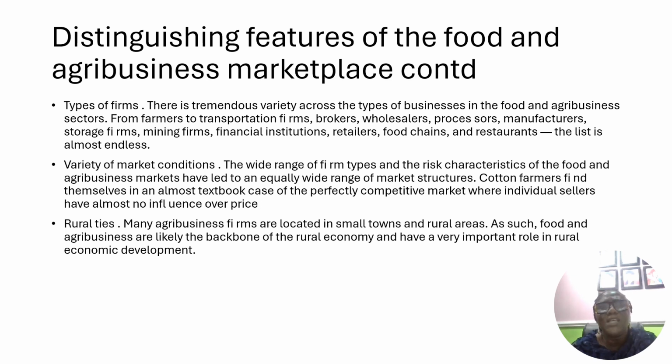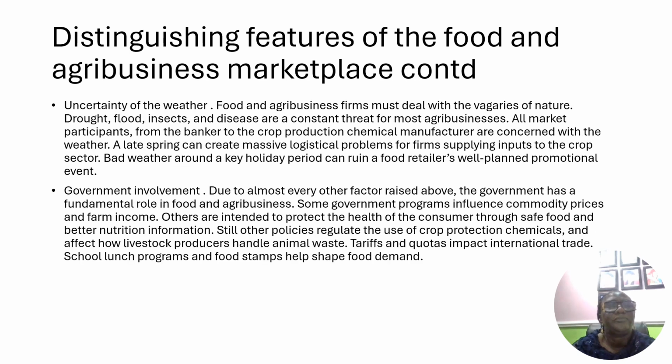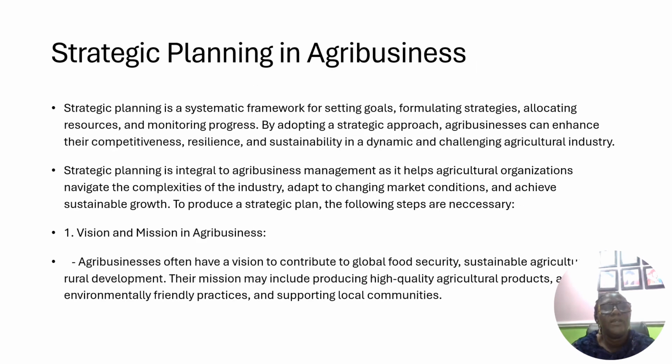There are also tremendous varieties of firms in the agribusiness food system, from farmers to transportation firms to brokers to wholesalers, processors, manufacturers, storage firms, mining firms, financial institutions, retail, and restaurants. The list is almost endless. Variety of market conditions. The wide range and types of firms also expose it to a variety of market conditions that are different from other forms of businesses. Also, the major source of materials for agribusiness is the rural areas, and so agribusiness has rural ties. Another one is uncertainty of the weather, and then also government involvement.